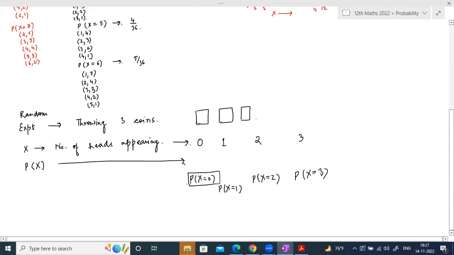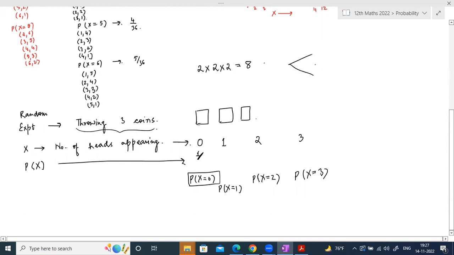How many outcomes will be there which will show all tails? Just one, out of how many outcomes will be there total in this experiment? 3 कॉइन्स में कितने आउटकम्स होते हैं? 2 into 2 into 2, 8 आउटकम्स होते हैं टोटल, राइट?